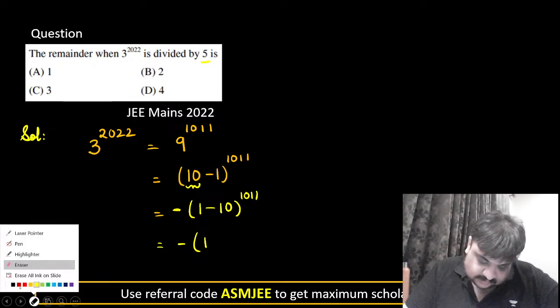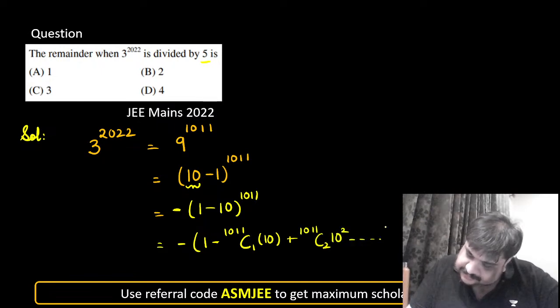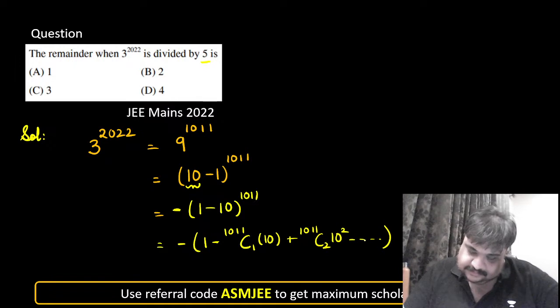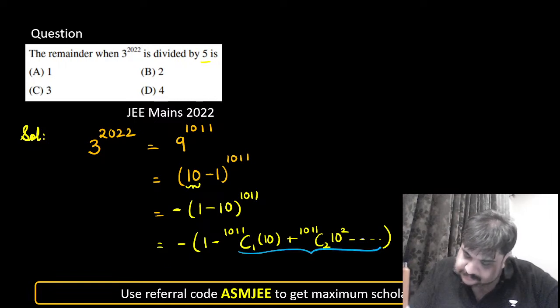minus 1011 C1 into 10 plus 1011 C2 10 square. So all these terms have 10. So the remainder is minus 1.